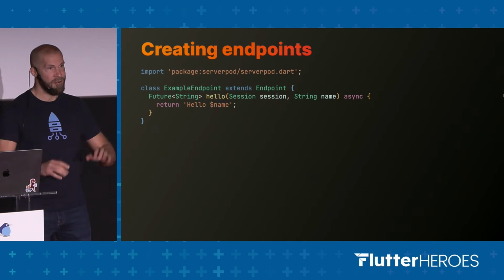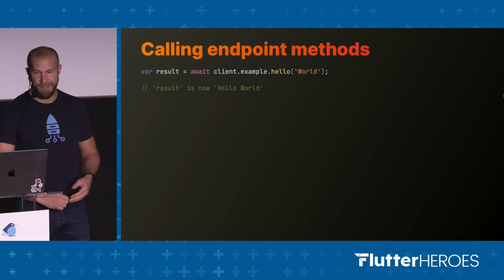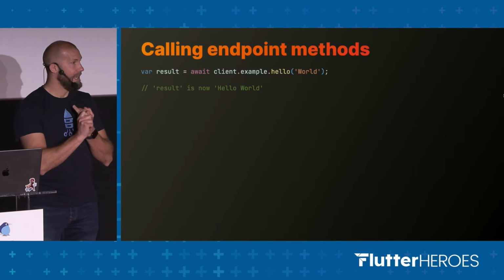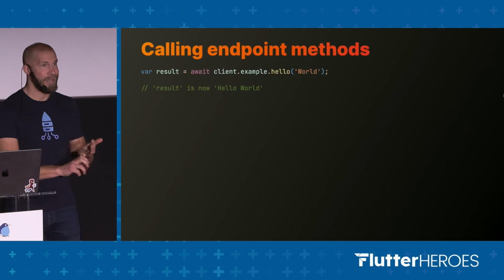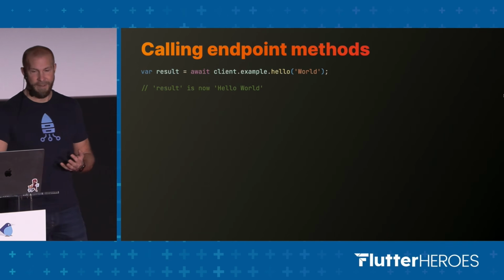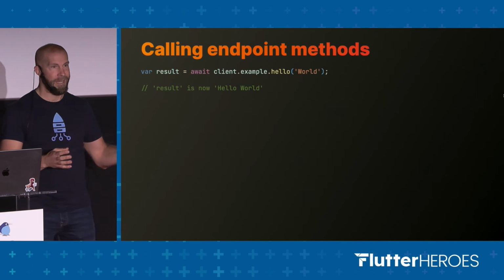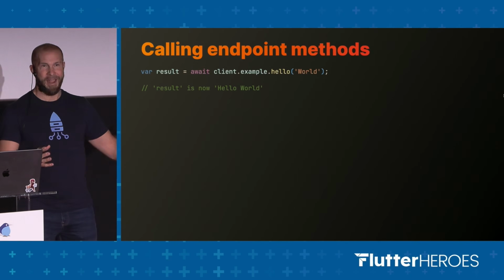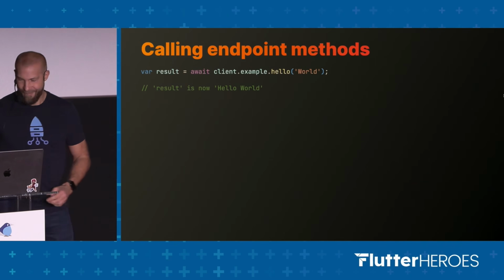And then we run serverpod generate, and to call this method from our app, we need a client. It's one line to create a client, and then we have the example endpoint and the hello method, and we'll get the future back, so we need to use the await, and then the result will be hello world. So instead of doing everything we heard about in the past talk, you can do this. Just saying.